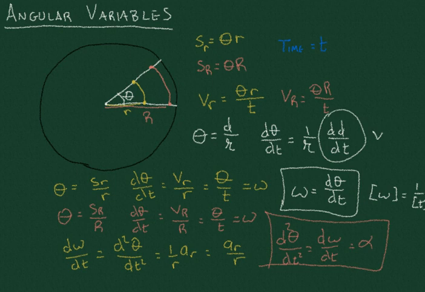So in other words, we can connect these now by saying that omega is equal to the velocity over the radius. We can say that alpha is equal to the acceleration over the radius. So now we have a way to connect our angular variables to any point on the circle, on something rotating in a circle, depending on its distance from the center where it's rotating.